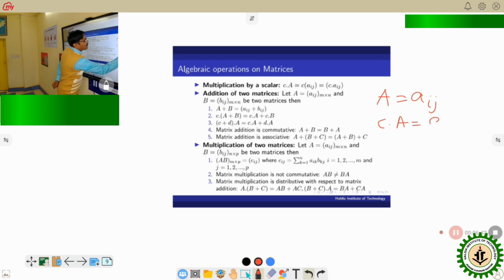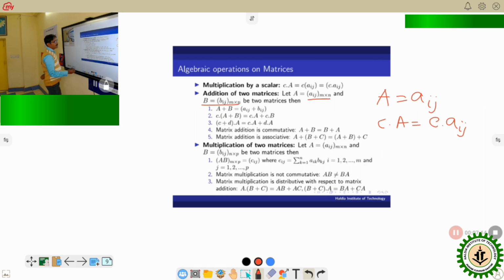That is C into Aij. That means all the entries are multiplied by C. Similarly, for addition of two matrices, you cannot add any two matrices of any order. So, what is the criteria for addition of two matrices? They should have the same order. If A and B are two matrices having the same order, then addition is defined, and it is component-wise addition.